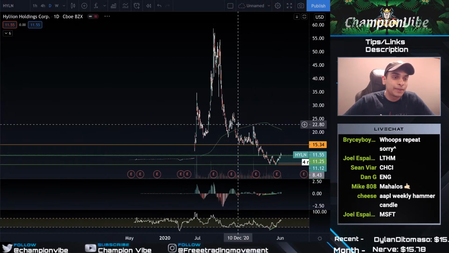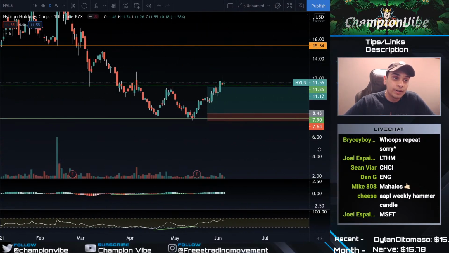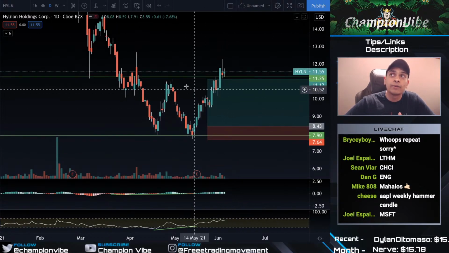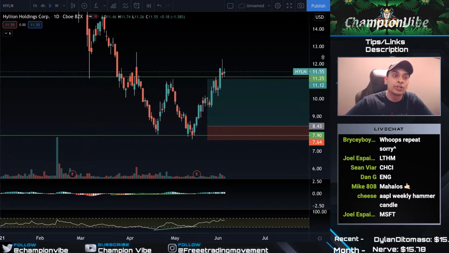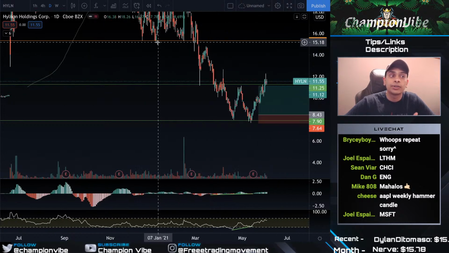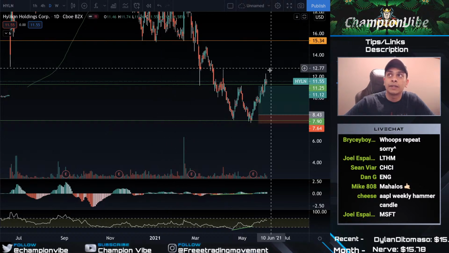Let me breathe. Helion, if it can hold above 1125, it broke out of it, and now it's kind of back testing it and flipping into support. If it can hold above 1125, that was even the low from this candle on March 5th when the S&P was at the bottom of the wedge. If it can hold above 1125, this has room to $15. There's not much over here until this next area at 15.